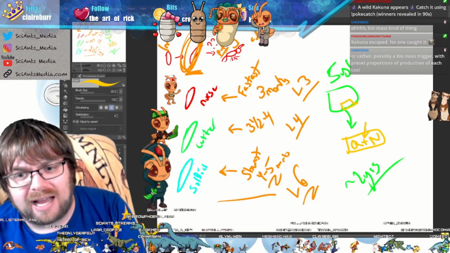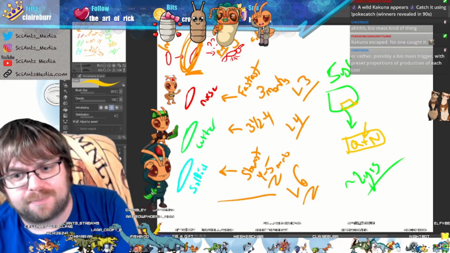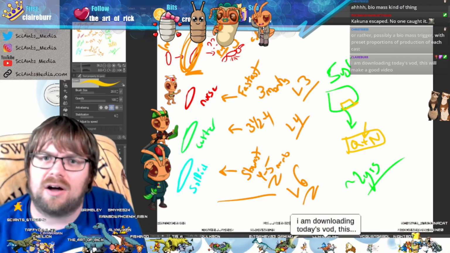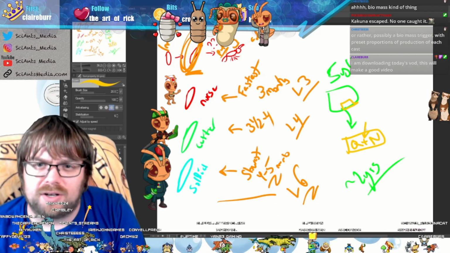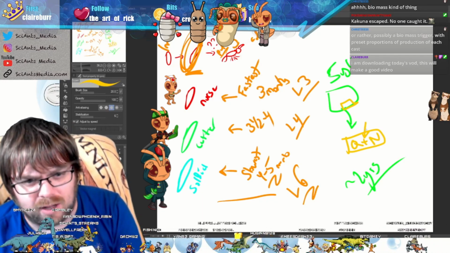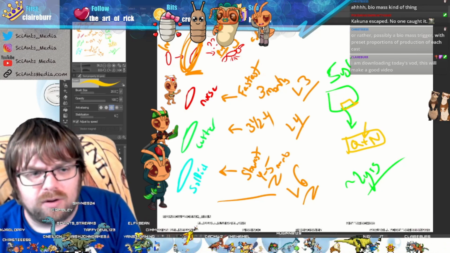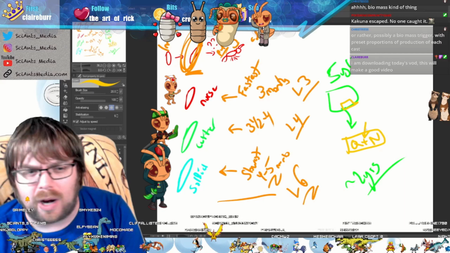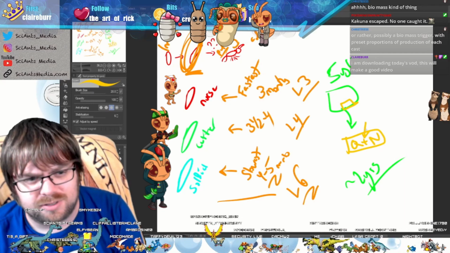So possibly a biomass trigger, the preset proportions of production of each caste. Yeah, exactly. And there's some flavors of, not just food, but also, like you said, the biomass of the other castes as well. Maybe in the entire colony, once it starts to get big enough, maybe only 15 to 20% of the colony is going to be soldiers.